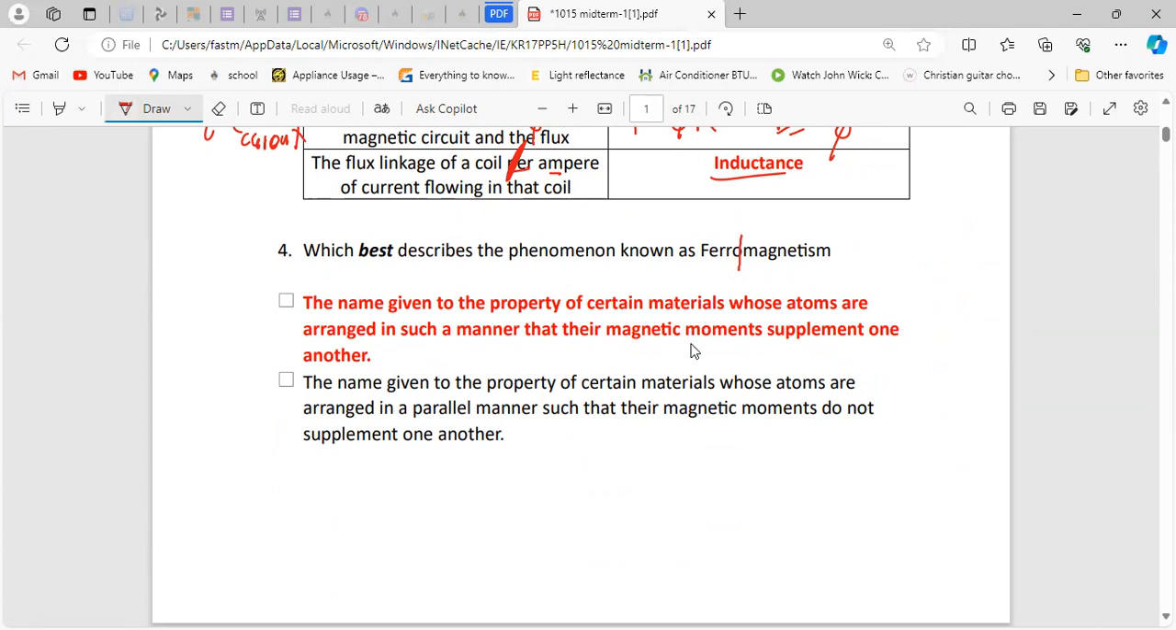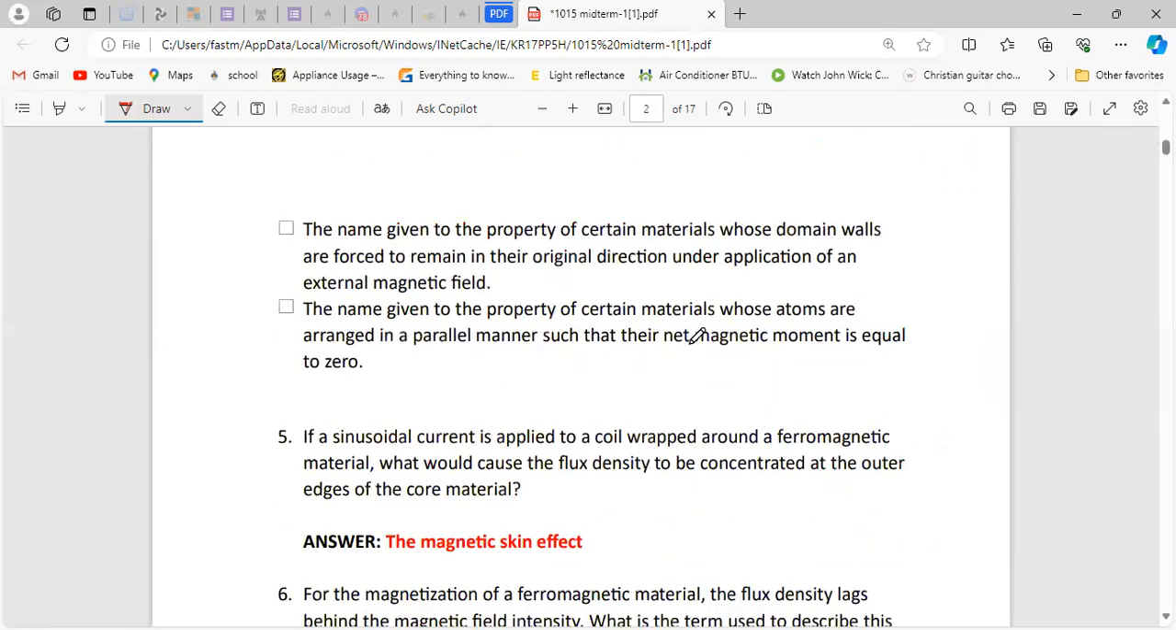The name given to certain materials whose atoms are arranged in a parallel manner, but that's got nothing to do with it. It can't be, the net magnetic moment is zero. Why? Because you wouldn't have any magnetism. Yeah, so if, like you say, I had a domain, that's kind of deep.